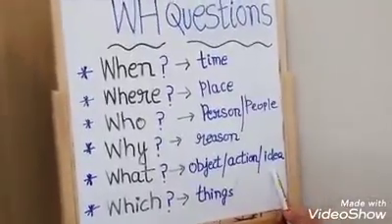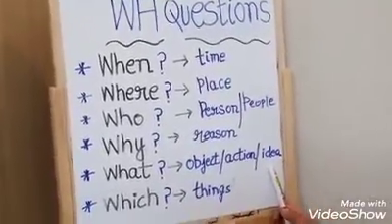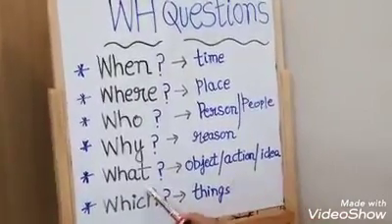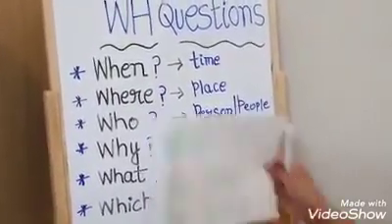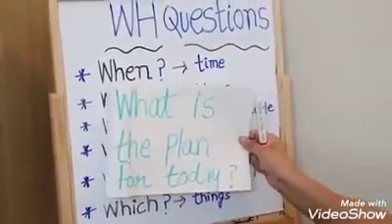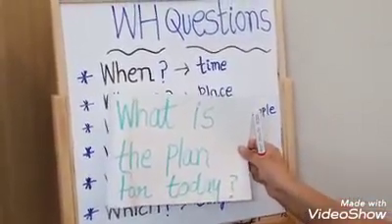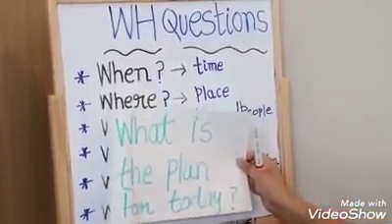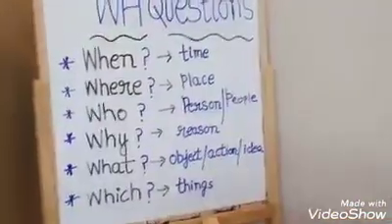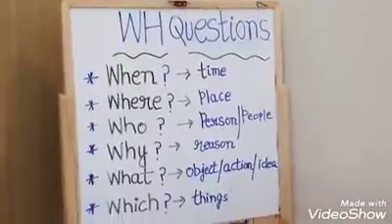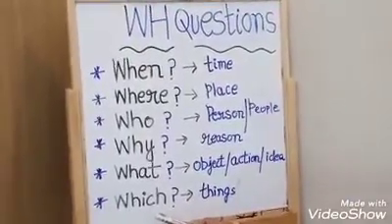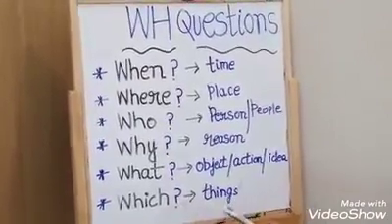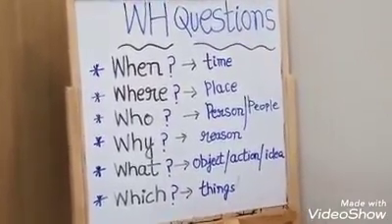When you want to know about an idea or a plan, we use the question what. Like, what is the plan for today? Or what have you thought? So we use the question what. Next is which. This question talks about things in particular.